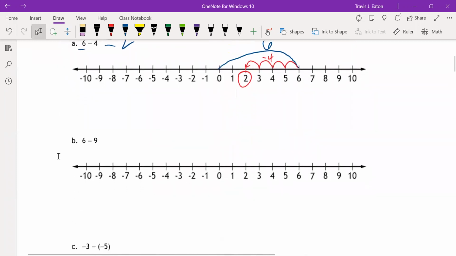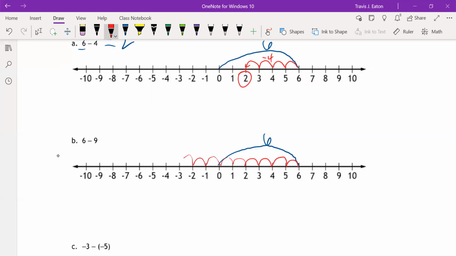Okay, so let's take a look at the next one. It's pretty similar. Again, we're starting at 6. So again, I'm going to start from 0 and go from 0 to 6. And then from 6, I'm going to subtract 9. Now, because I'm subtracting a positive number, I'm still going to move left on the number line 9 spaces. 1, 2, 3, 4, 5, 6, 7, 8, 9.